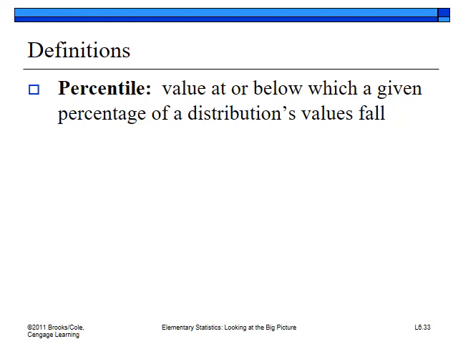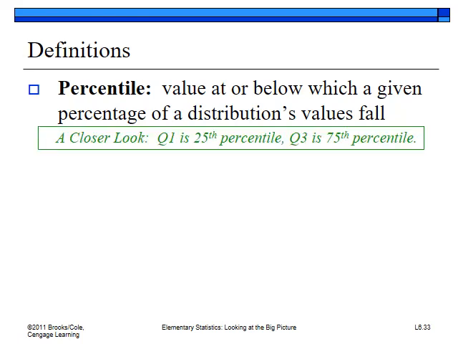Quartiles are a special example of percentiles. The percentile is the value at or below which a given percentage of the distribution's values fall. So the 10th percentile is the value at which 10% of the data are equal to or below that number. The 70th percentile is the number at which 70% of the data are at or below that number. That means that the first quartile is the 25th percentile because 25% of the data are at or below that number. The third quartile is the 75th percentile.